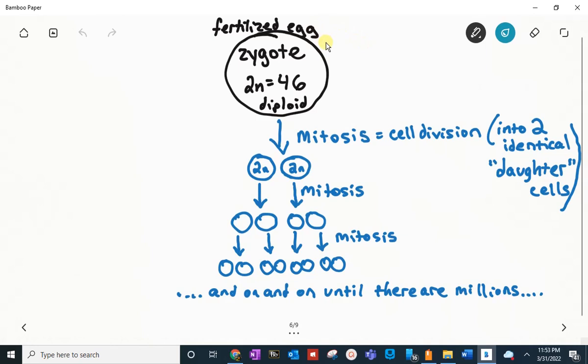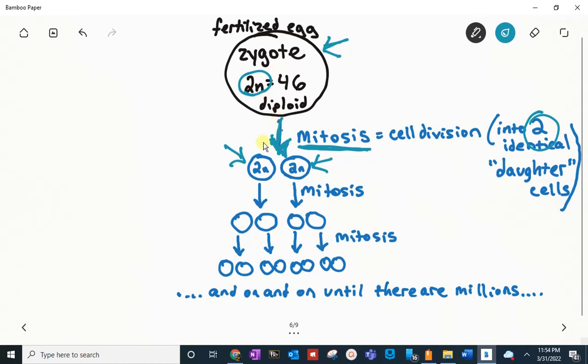So now we have this fertilized egg, which is called a zygote, and that's 2N, 46 chromosomes, it's a diploid. And then this is going to go through mitosis, which is just plain old cell division. This is the normal cell division that occurs most of the time. Meiosis is an exception. So this fertilized egg, this zygote, goes through cell division, and you end up with two identical daughter cells. And as you can see here, we have one here and one here. These are identical.